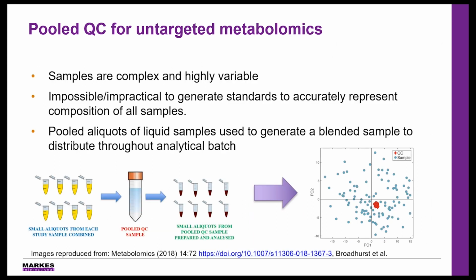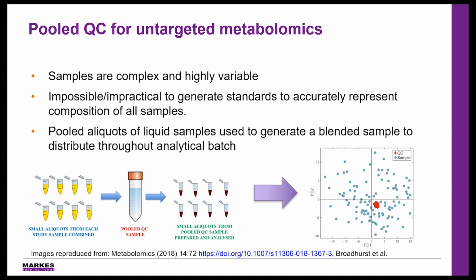Samples in this area are typically complex and highly variable, so it's impractical to create a truly representative standard for breath analysis to cover everything. In other biological testing, a small aliquot of samples such as blood or saliva are taken and pooled together to create a QC that contains a representative portion of all components of samples within that analytical batch.